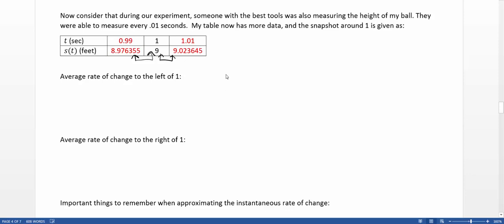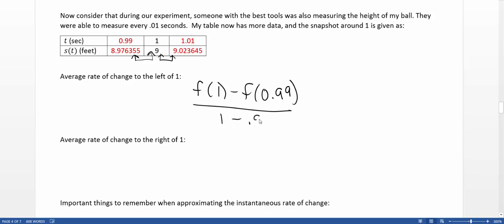So when I do the average rate of change to the left, I'm going to do f of 1 minus f of 0.99 divided by 1 minus 0.99. Now when I put this into my calculator, there's a lot of decimals. So I saved all the decimals and crunched them all at once. And when I put it all in, I got 2.3645. So that was the exact number I got.